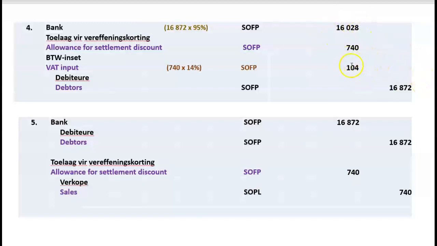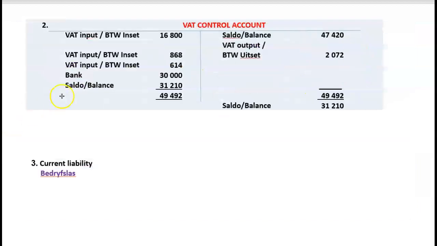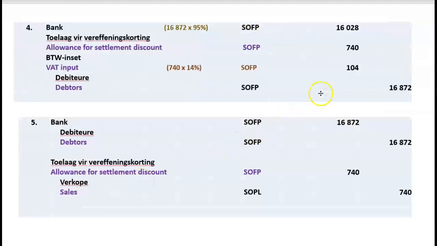So the only remaining entry is to claim the VAT. That is on the VAT exclusive amount. So 14% on that amount equals 104 Rand, and we can claim the VAT input now, 104 Rand. So in our VAT control account, there would have been a debit in our books of 104 Rand. In number 5, they say, let's assume that this debtor pays after the settlement discount period has expired.